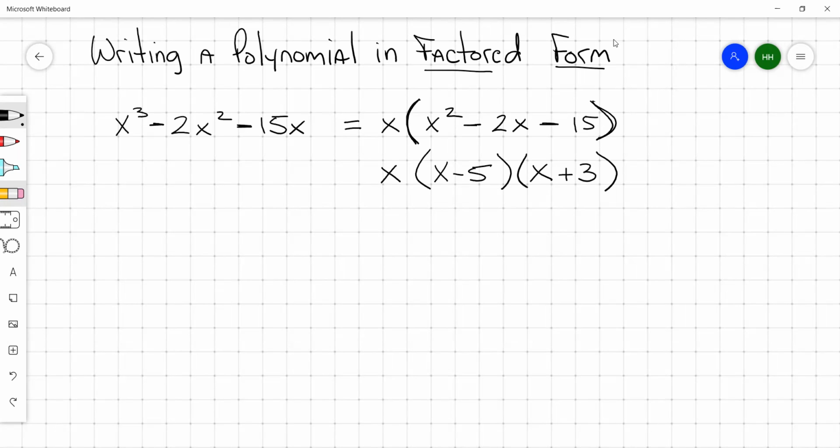Because negative 5 times positive 3 is negative 15, and negative 5 plus positive 3 is the negative 2. So here is your factored form. That's what you do when they ask you to write the polynomial in factored form, if everything has an x in it. I just took this x out right here, and then I divided that x back into every term to determine what goes in the parentheses.